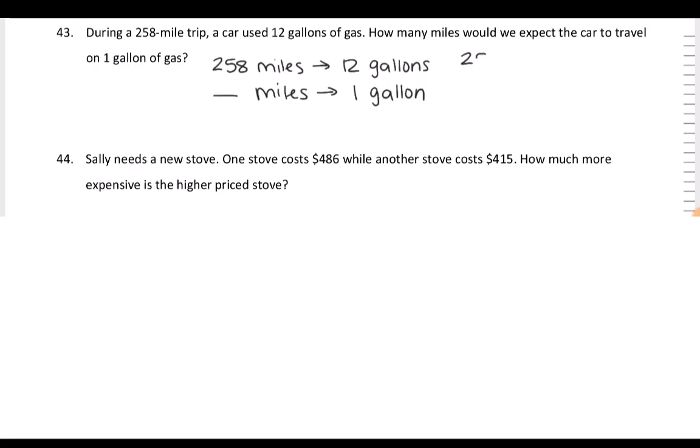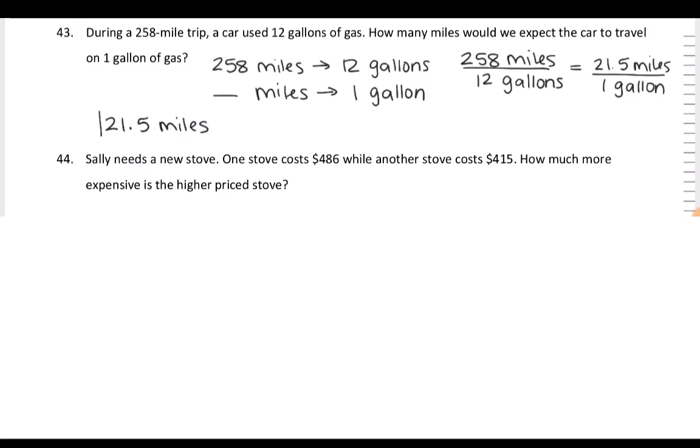So 258 miles for 12 gallons. Okay, so when we divide this, 258 divided by 12 gives me 21.5 miles. 21.5 miles per 1 gallon, right? So it just says how many miles would we expect the car to travel? Well, it would travel 21.5 miles.